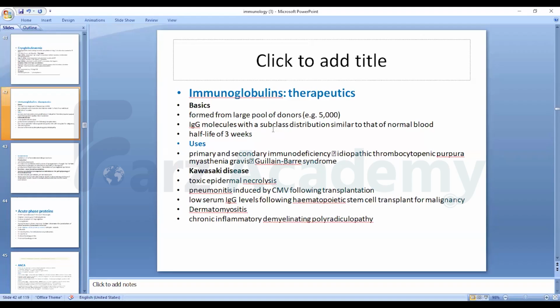pneumonitis induced by cytomegalovirus following transplantation, low serum IgG levels following hematopoietic stem cell transplantation for malignancy, dermatomyositis and chronic inflammatory demyelinating polyradiculopathy. So these are the conditions, like GBS, where you have to remember that immunoglobulin therapy is required.